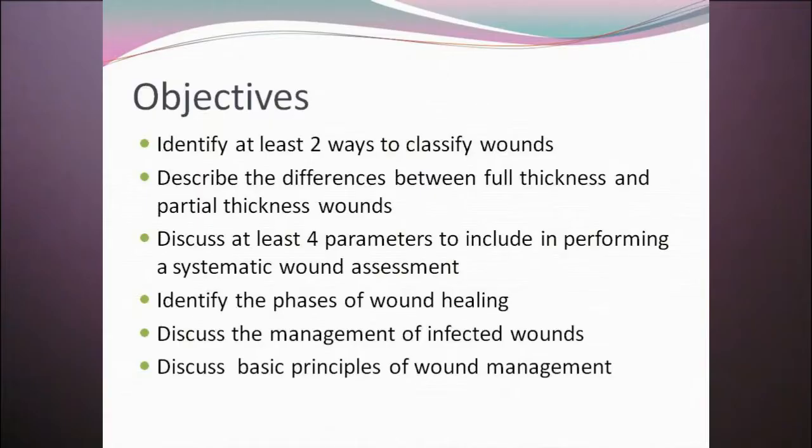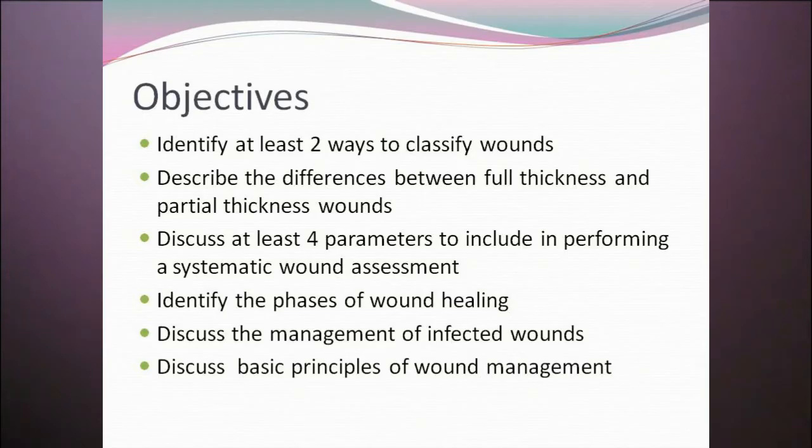Just to briefly review, these are a few objectives that we'll be touching base on as we proceed. As part of this presentation, we're going to identify at least 2 ways to classify wounds. There are quite a few different ways, but we will touch base on several of them. We will describe the differences between full thickness and partial thickness wounds. We're also going to discuss at least 4 parameters to include in performing a systematic wound assessment. That is a very, very important skill for clinicians of all levels to be able to master. It is absolutely critical for so many reasons that we'll talk about in a little bit.